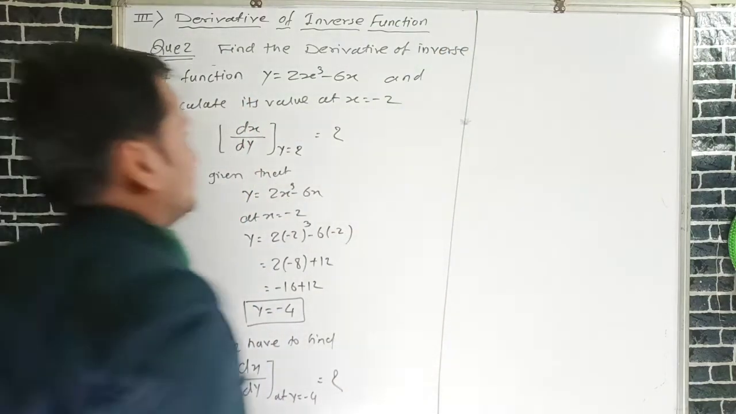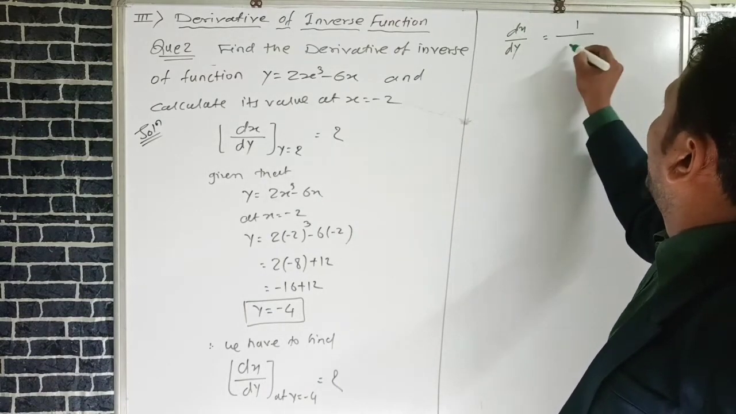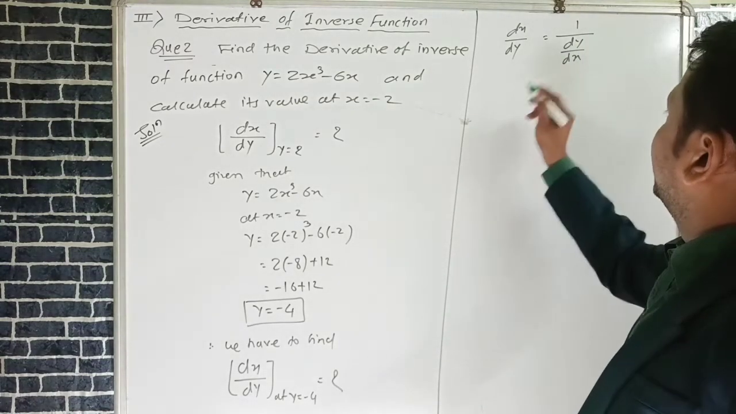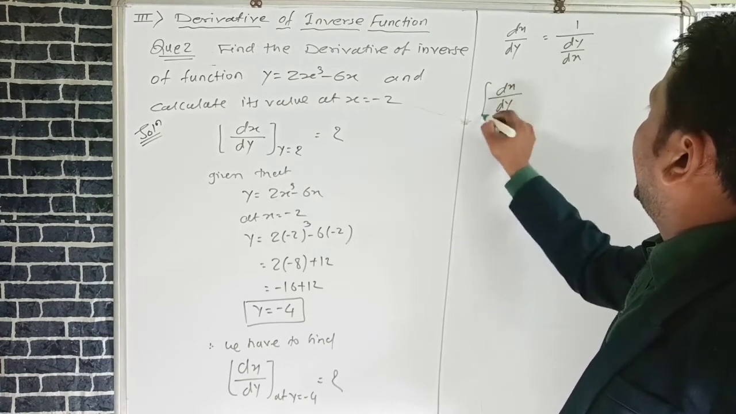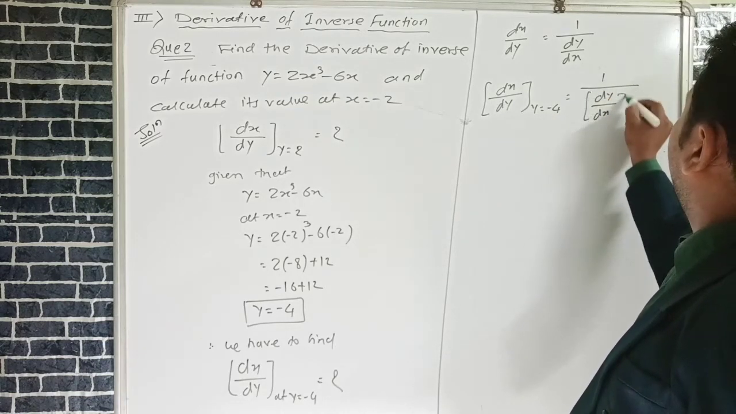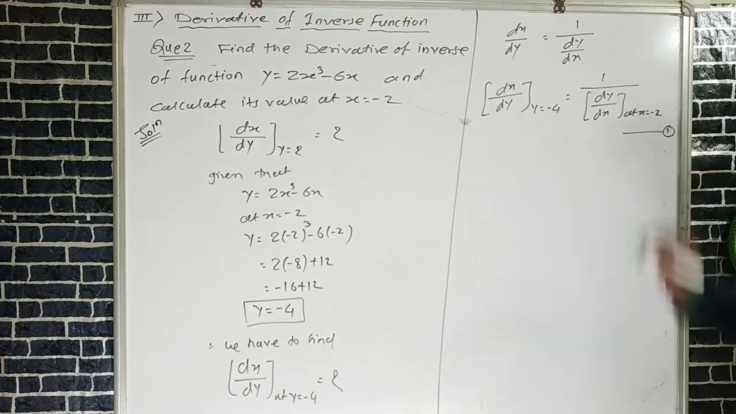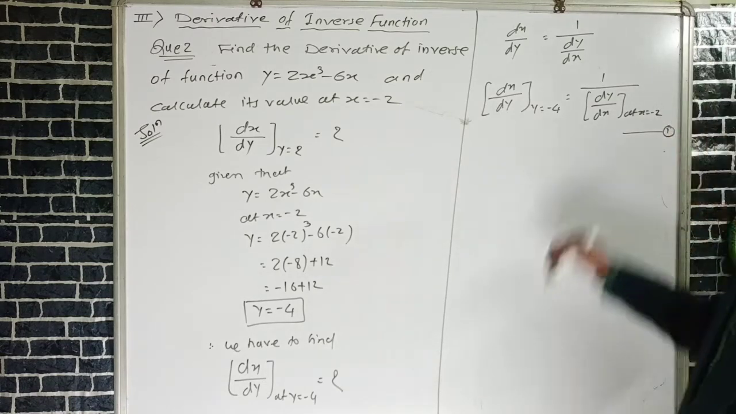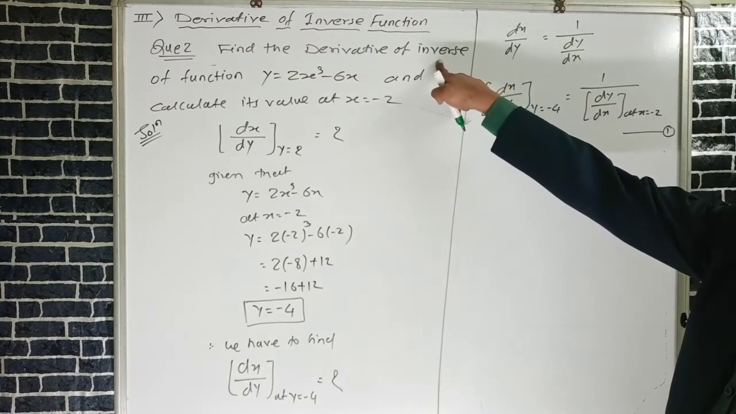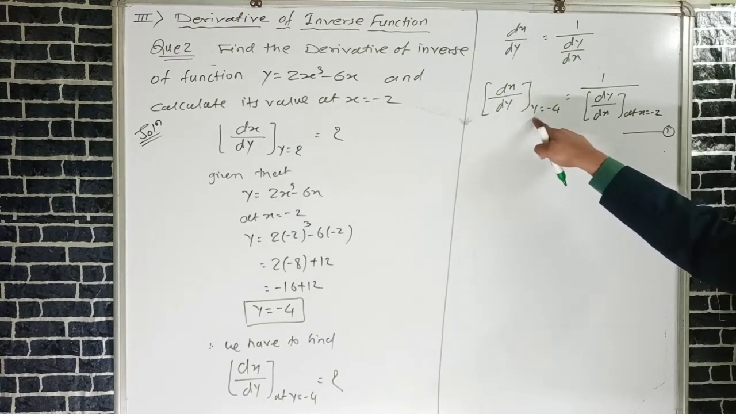We know that dx upon dy is equal to 1 upon dy upon dx. Hence we can say dx upon dy at y equals minus 4 is equal to 1 upon dy upon dx at x equals minus 2. In equation number 1, we have to find dy by dx. After substituting x equals minus 2, we get the value of the derivative of the inverse function of y equals 2x cube minus 6x, which is dx upon dy at y equals minus 4.